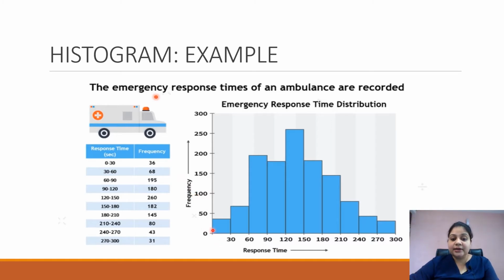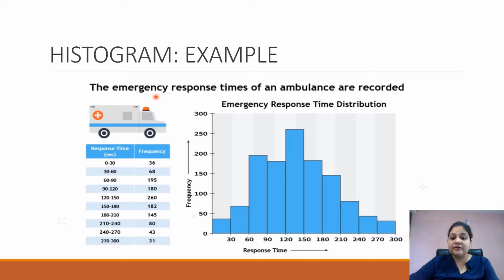Now we can easily interpret that in the interval of 0 to 30, approximately 36 or approximately 40 ambulances have turned up. In the interval of 30 to 60 seconds, approximately 65 ambulances have turned up. And the maximum number of ambulances turned up in the interval of 120 to 150 seconds, more than 250. Now, this kind of data is easy to represent, easy to visualize, and easy to interpret as well.